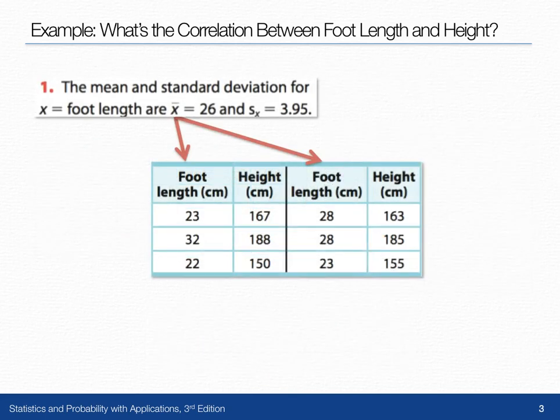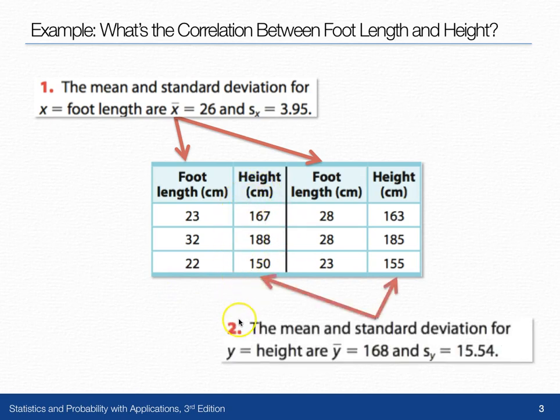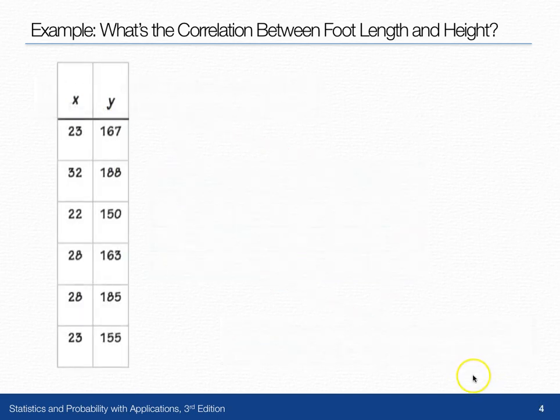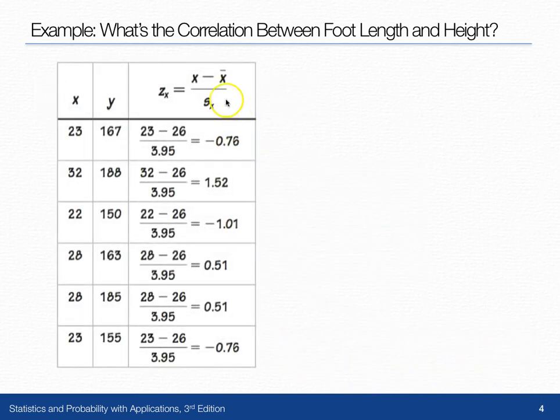The mean and standard deviation for the foot length in centimeters are the mean 23 and standard deviation 3.95 centimeters. The mean and standard deviation for the height Y are 168 centimeters and 15.54 centimeters. Now we'll use each of those to find the Z-scores.